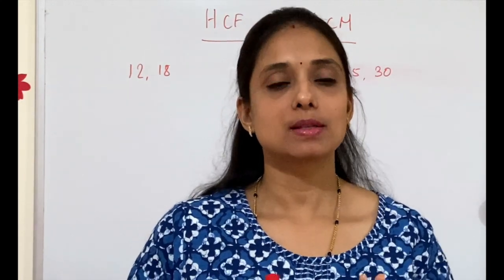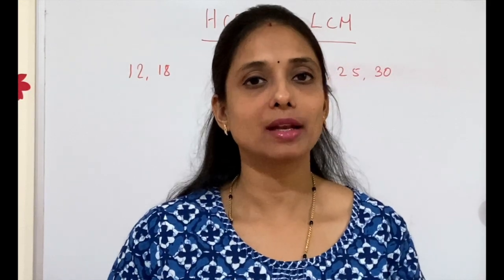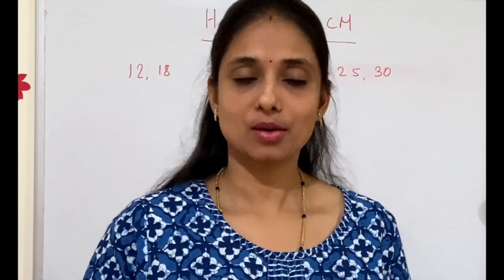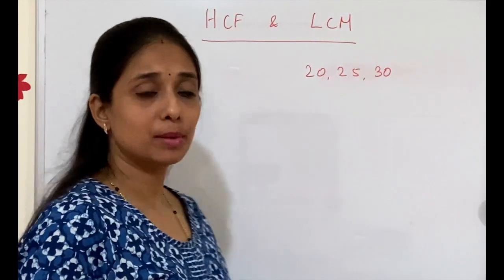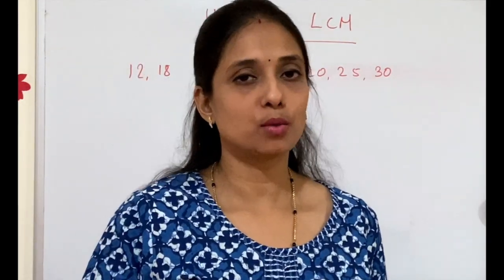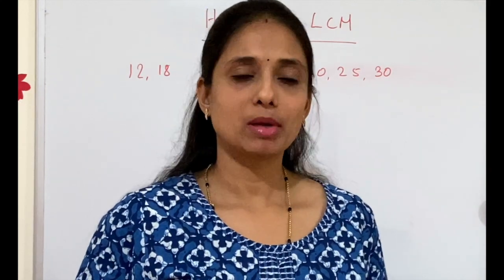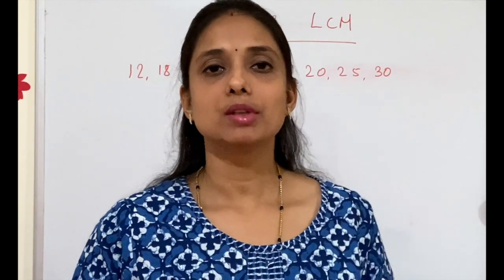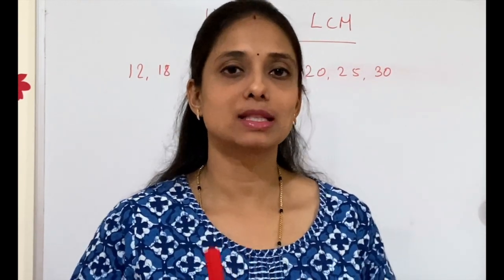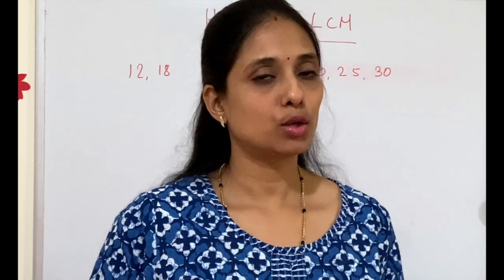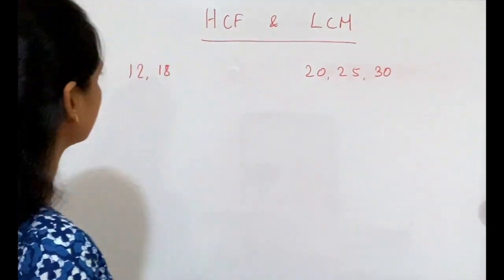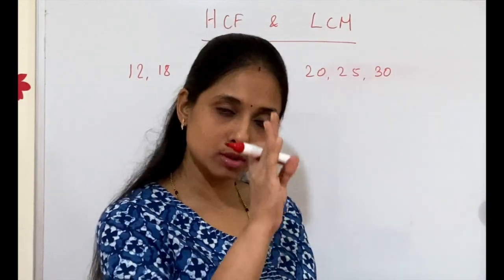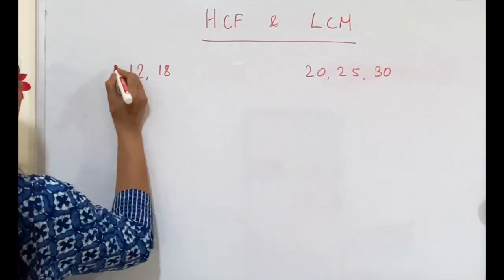Okay, if you have a sum which says find the HCF and LCM of some numbers, this method will be the easiest. In my previous videos, I've told you separately how to find HCF. There are three methods. LCM I've told you in a separate video. Now in this video, I will tell you how to find HCF and LCM together, really easily. For these numbers, I'm going to find HCF and LCM using just one division.